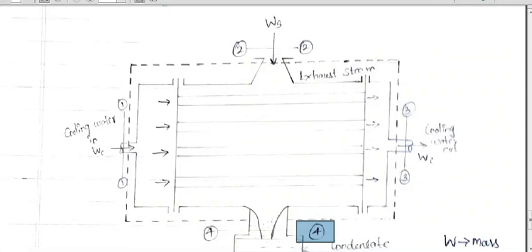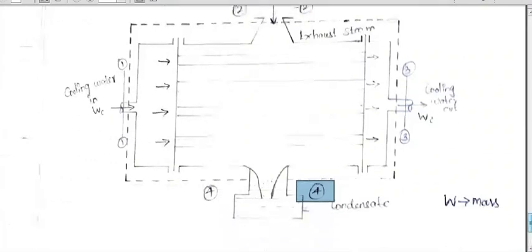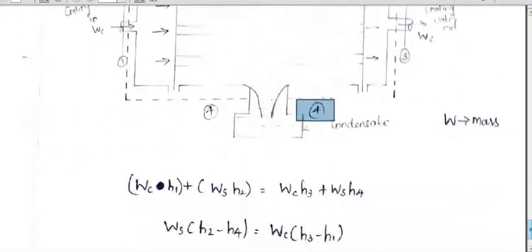Here also we are transferring heat from steam to cooling water. There is no direct contact. Cooling water will pass through a closed pipe, and steam will pass over the closed pipe, so there will be heat transfer from steam to cooling water. The purpose of a heat exchanger is to exchange heat from one fluid to another fluid.